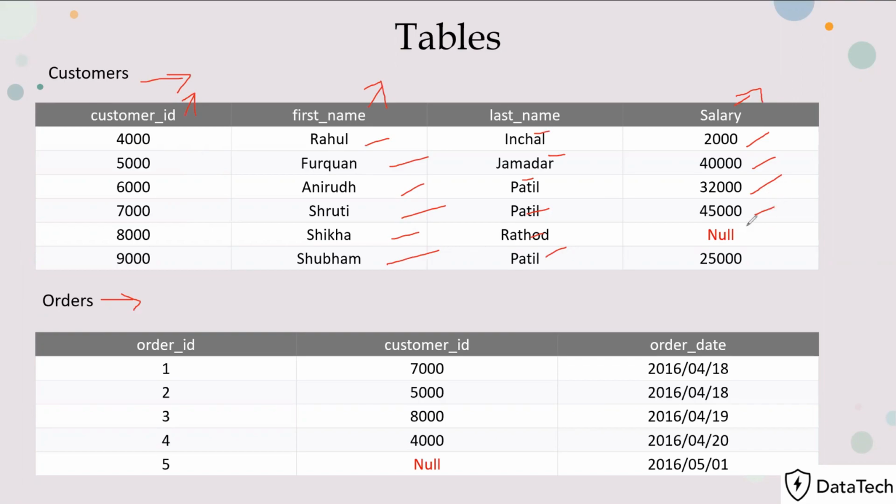Shruti is 45,000. And this null value, what you can see is we don't know what the salary of Shikha is, right? And then Shubham has the salary of 25,000. Fine. So these null values are there in the table, right? There will be a lot of null values in tables. You can't do anything about it. Fine. So that has to be there.